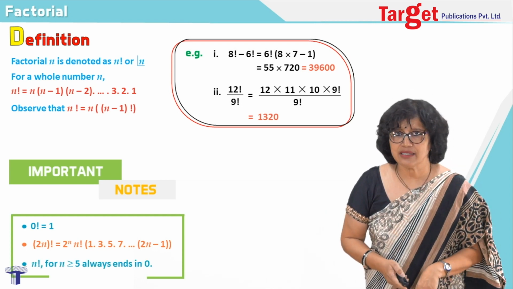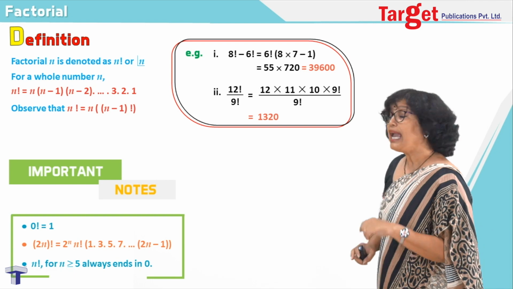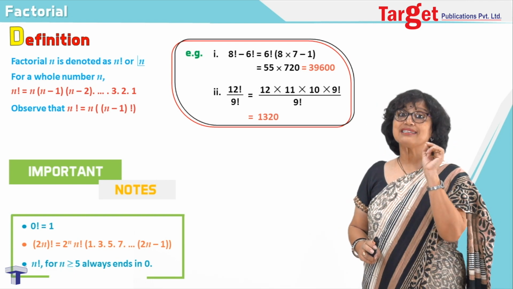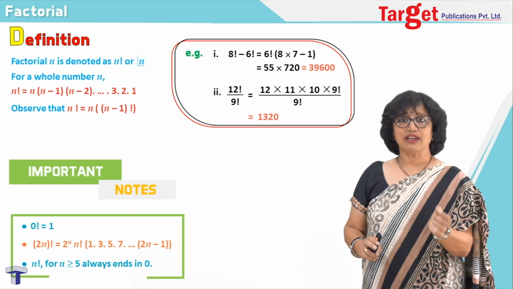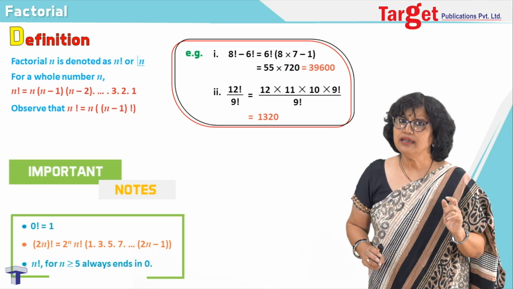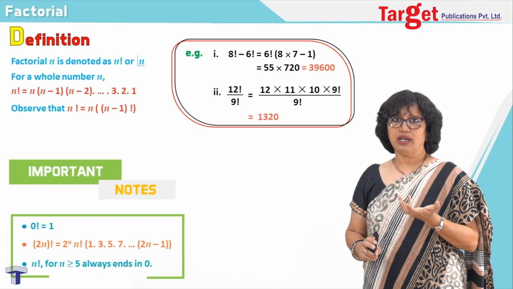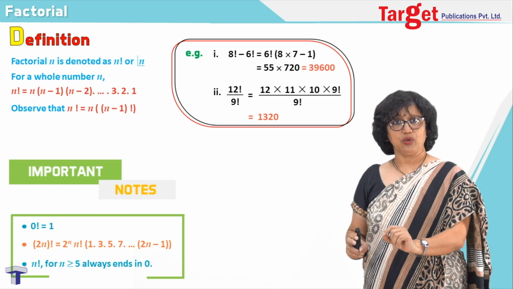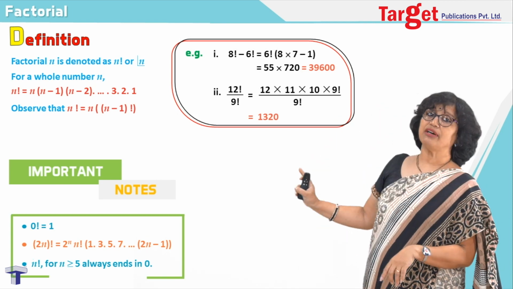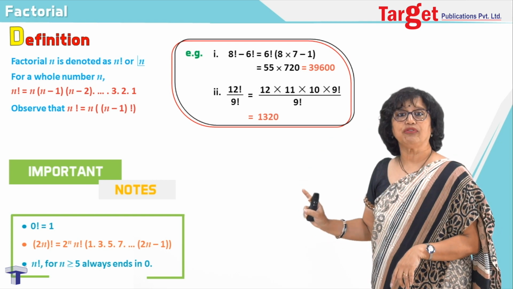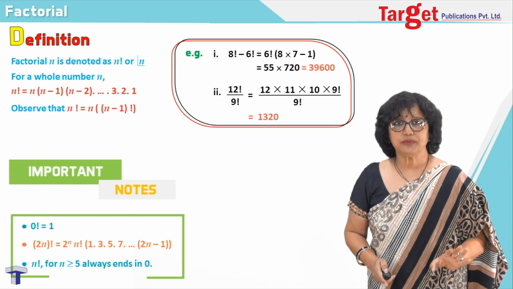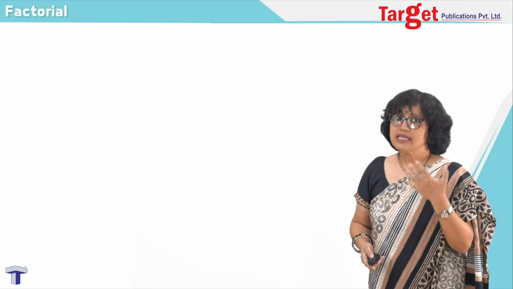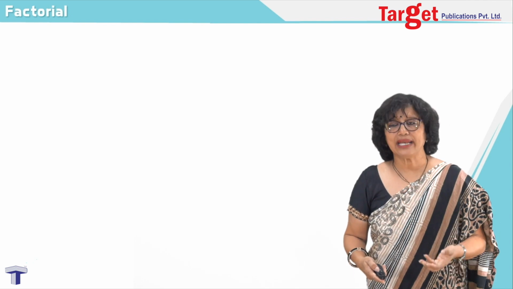And one more I will write in this series, and that is n factorial would always end in 0 whenever n is greater than or equal to 5. What would be the reason? Because somewhere 5 is involved and there is always 2 in it, and that product of 5 and 2 will give you 0. So, n factorial whenever n is greater than or equal to 5 will always end in 0. Now, this is about factorial. Let us take a few illustrations to get more clarity.